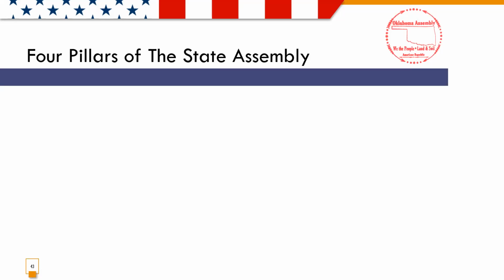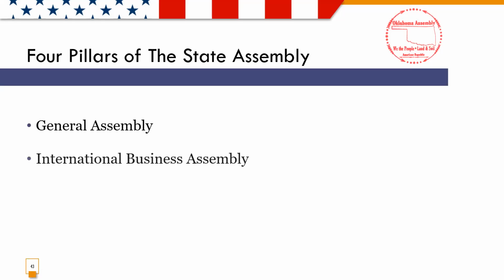Okay, here are the four pillars of the State Assembly. You've got the General Assembly, the International Business Assembly, the Jural Assembly, and the Militia Assembly.